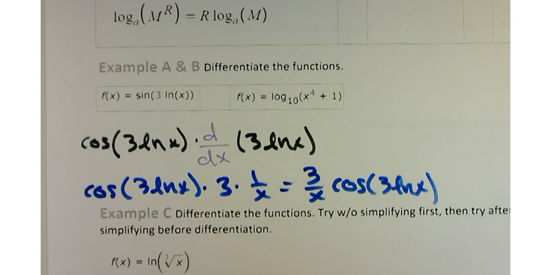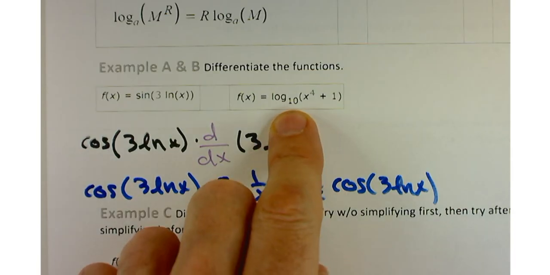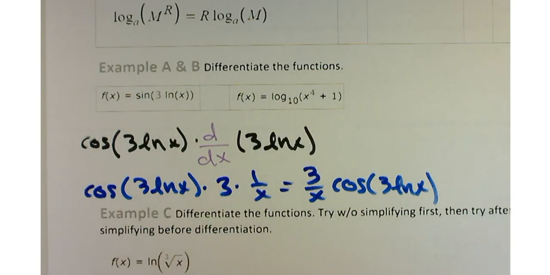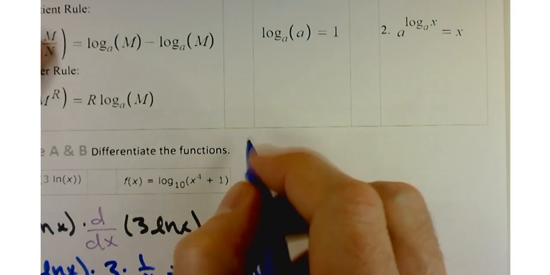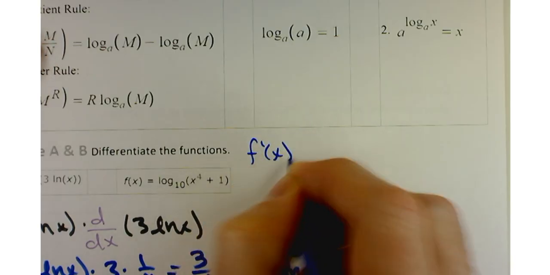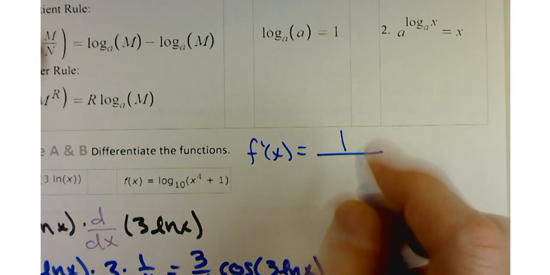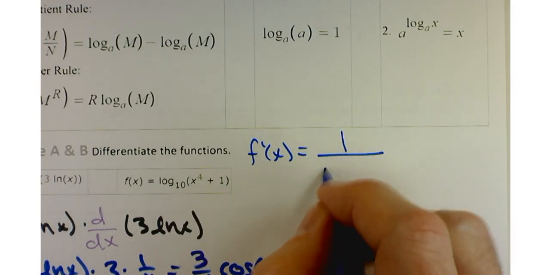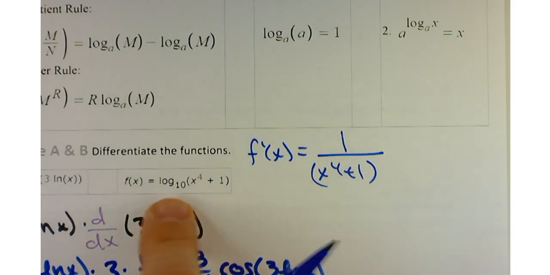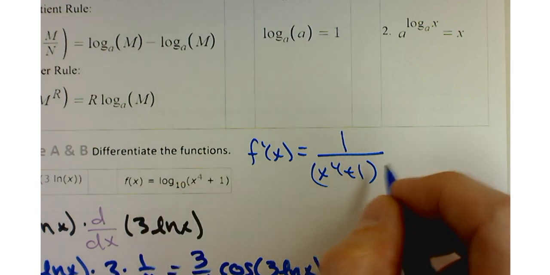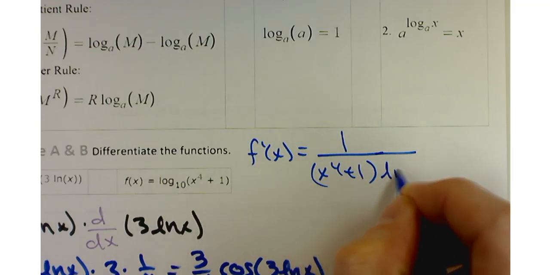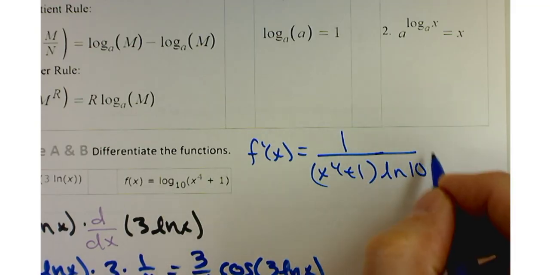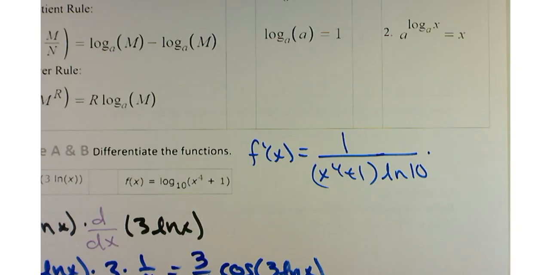Let's try the next one. Derivative of log base 10 of x to the 4th plus 1. So let me find a little real estate right up here. f prime of x is going to be 1 over this function, x to the 4th plus 1. But we're stuck with that different base there. It's not log base e, it's log base 10. So then we have to multiply this by the ln of 10, which is annoying, times something else.